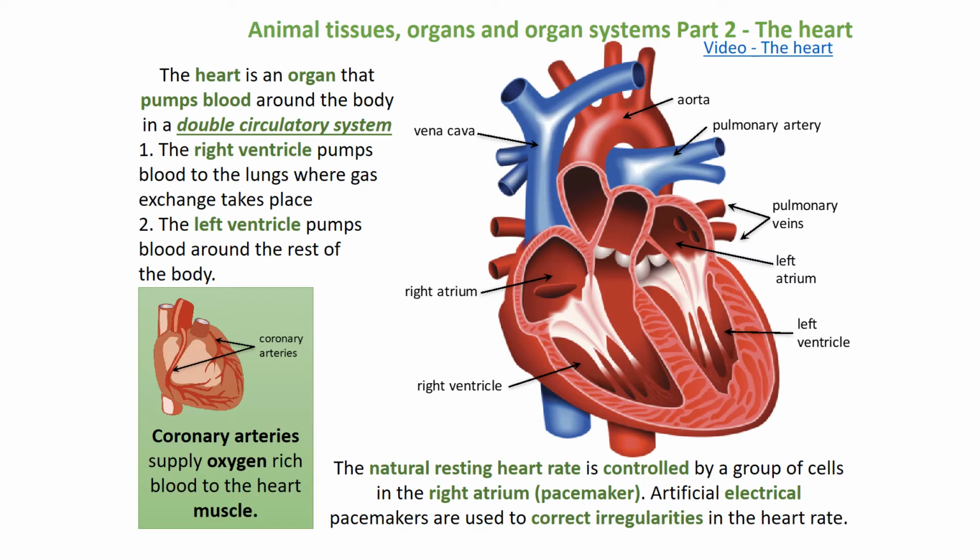Now, we have something called a natural resting heart rate, and that's controlled by the pacemaker, which is an area or group of cells by the right atrium, and this will keep that steady heartbeat that we have. We don't think about our heartbeat, it just happens naturally, and it is the pacemaker that does that. Now, we all have a pacemaker, but you might have heard of something called an artificial pacemaker. Artificial pacemakers are inserted into the body and will stimulate those cells using an electric current, just to control any irregular heartbeats.